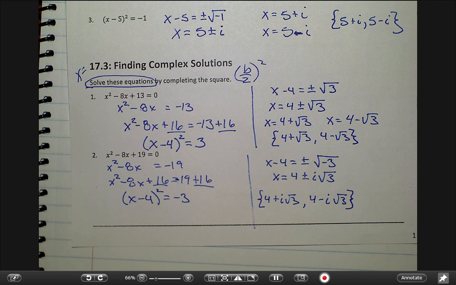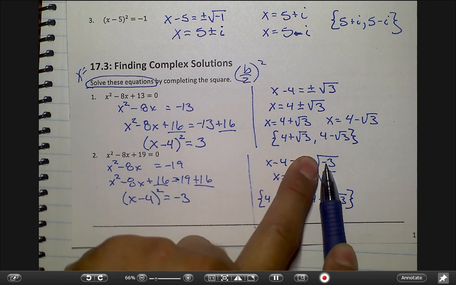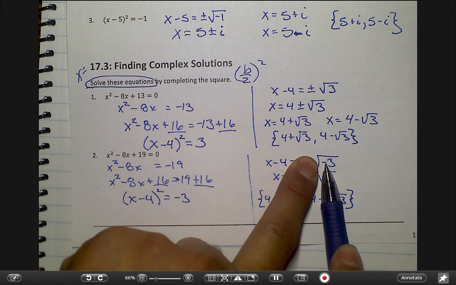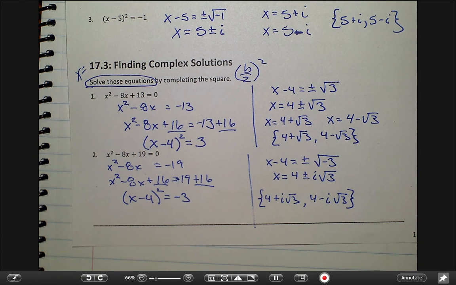Does the 3 go from a negative to a positive? With the i? This right here? Yes, we are taking out the negative from inside there. So if we take out the negative, that's only positive left. Throw it up. Okay, go.